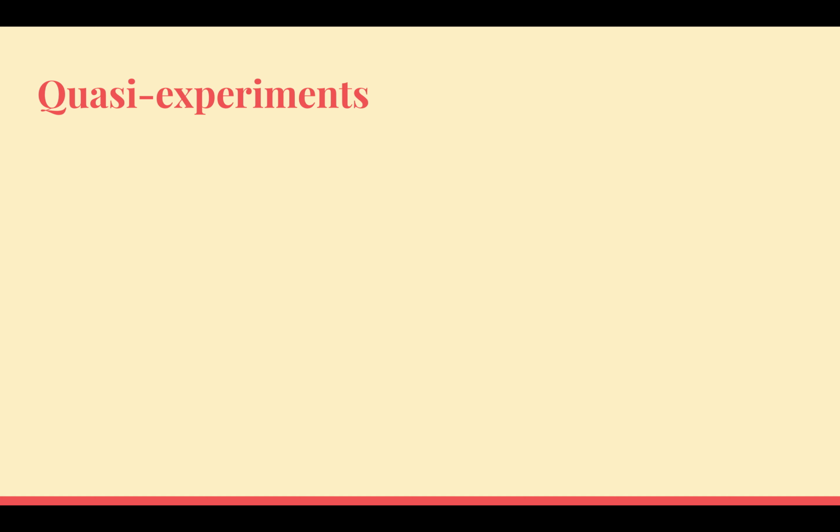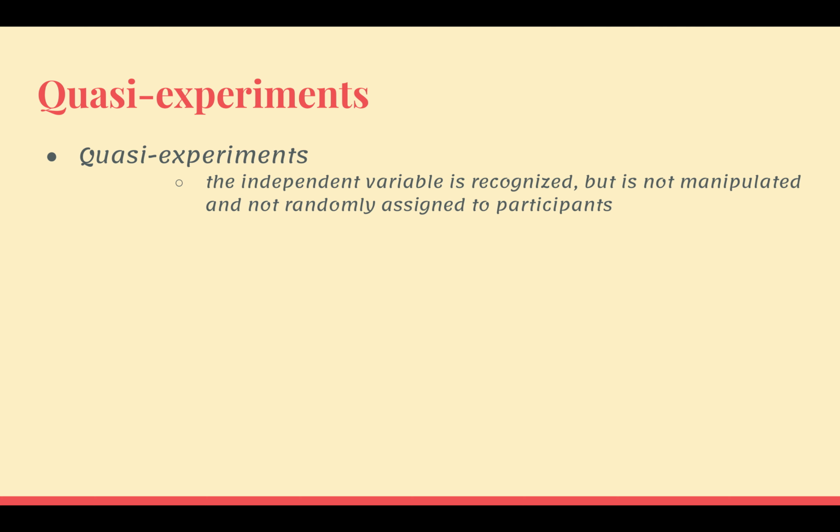Sometimes experiments cannot be created to be as effective as researchers want, especially when independent variables cannot be ethically manipulated. In this case, a quasi-experiment is needed. A quasi-experiment is an experiment where the independent variable is recognized, but it is not manipulated and not randomly assigned to participants.